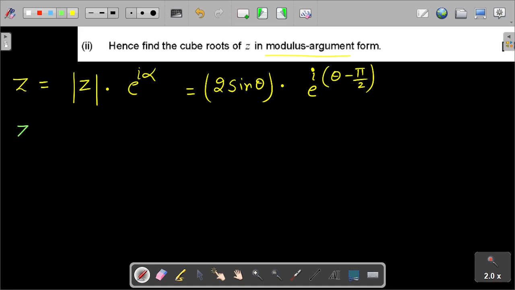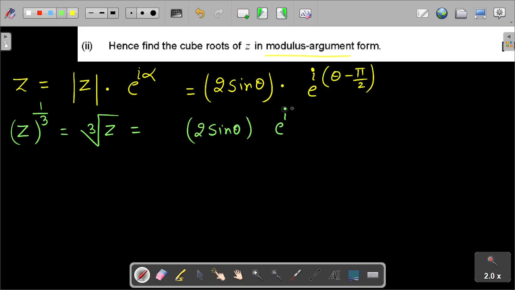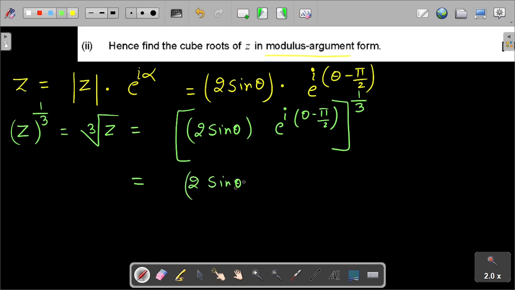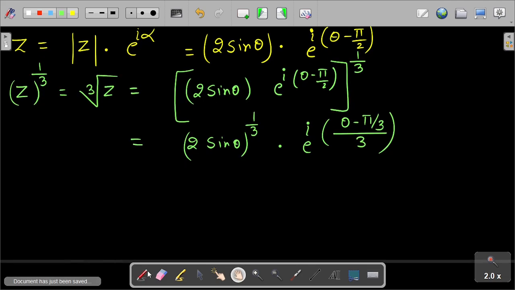Now, according to the question, we have to find z raised to power 1 by 3, that is the cube root of z. So what we have to do? Simply, we have to do 2 sine theta e raised to power i theta minus pi by 2. This is the z, and this whole power 1 by 3. Now, we know that this power will go into its angle. So we can write here 2 sine theta raised to power 1 by 3 into e raised to power i theta minus pi by 2 upon 3, right? This power goes into angle.